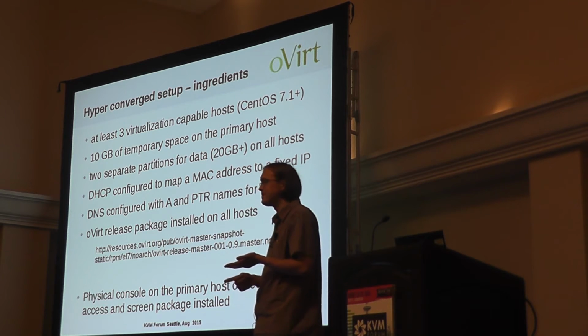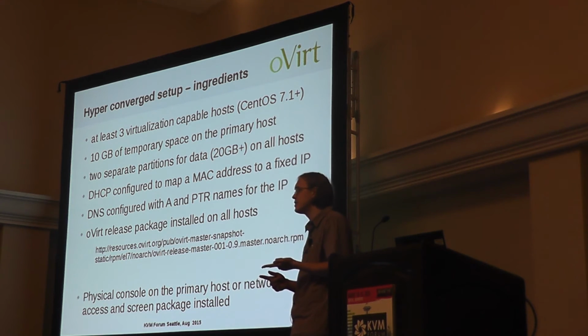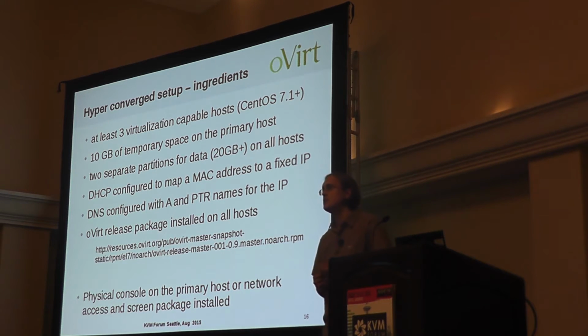You will need DNS with proper A and PTR records. PTR is probably not necessary, but it's a good thing to have. And then you will need to install the oVirt release package that prepares all the repositories on your hosts. Now, to install hosted engine, you either need physical access to a console on one of your hosts, the primary one, or you can connect over network, but then we really recommend using screen to shield you from network connection issues.